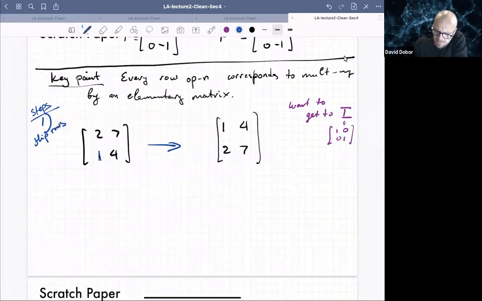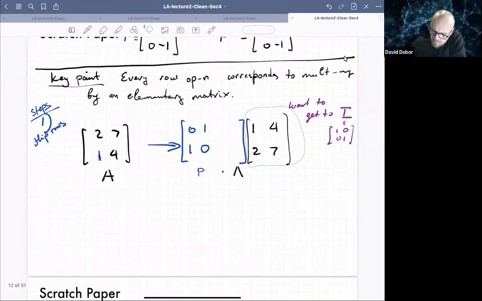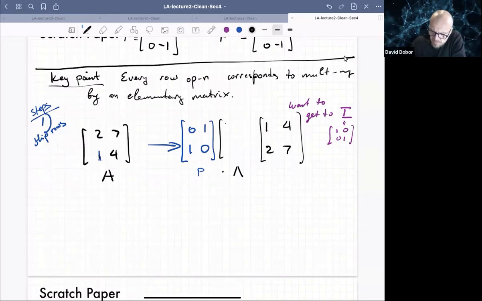I multiplied by this elementary matrix. Let's make these guys blue. And I'm going to call this P. And this will be my original A. So I'm multiplying P by A. What's the guy that flips the rows? Was it this guy? Well, I should. This is what I want to do, multiplied by the original matrix A, 2, 7, 1, 4, to get this. Everybody agree that we have that?